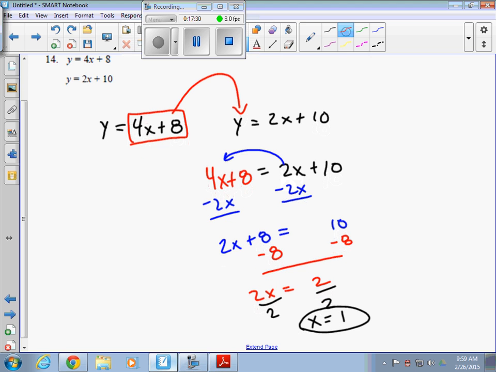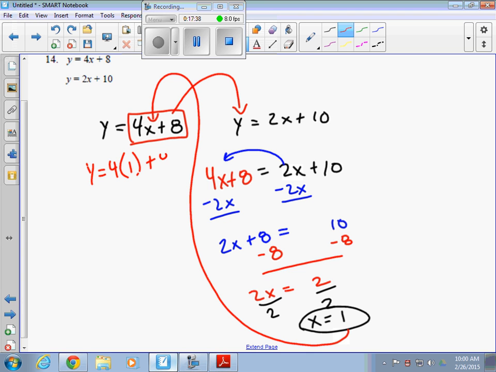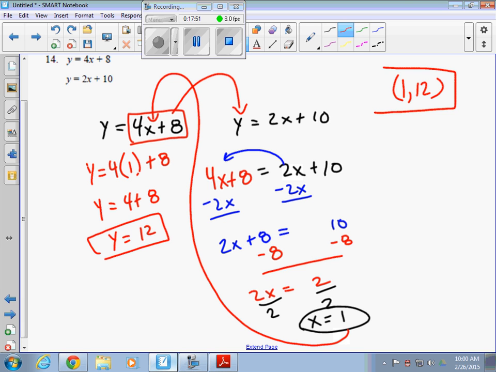Take that value 1 and sub it back in place of x. Y equals 4 times 1 plus 8. We know 4 times 1 is going to be 4. Y equals 4 plus 8. Y's value is 12. Again, x comma y, 1, 12. That is the point where the two equations will cross. That's the only point that's a solution to both equations, which makes it a solution to the system.